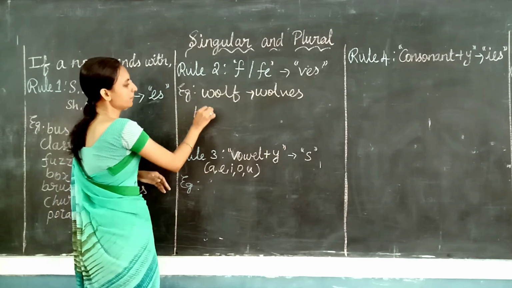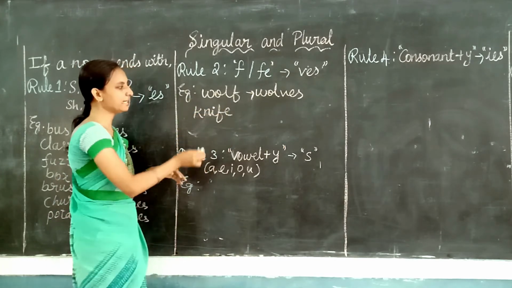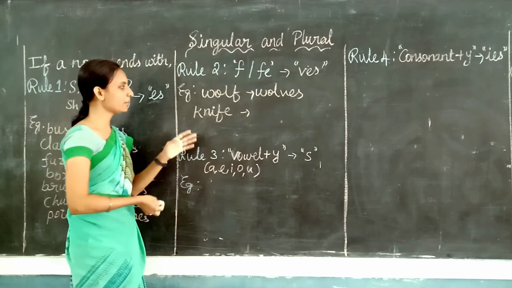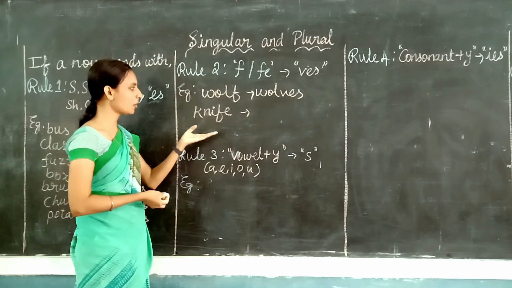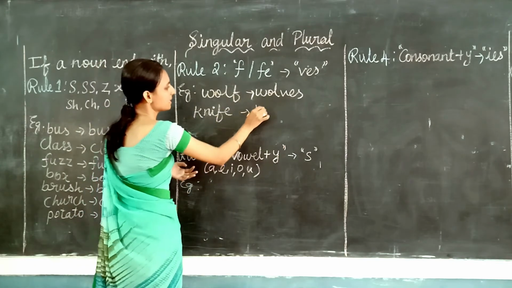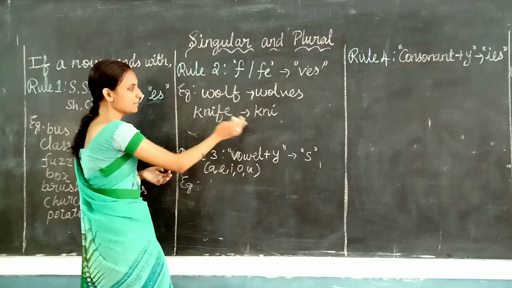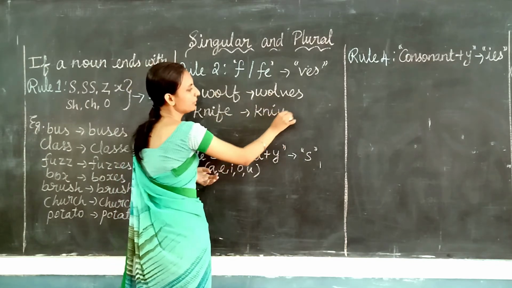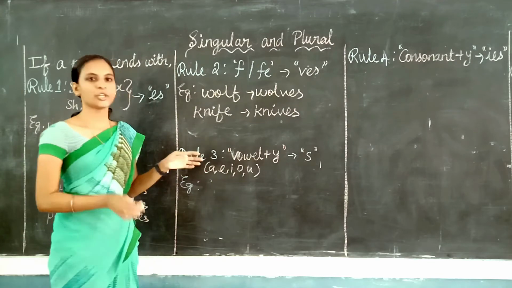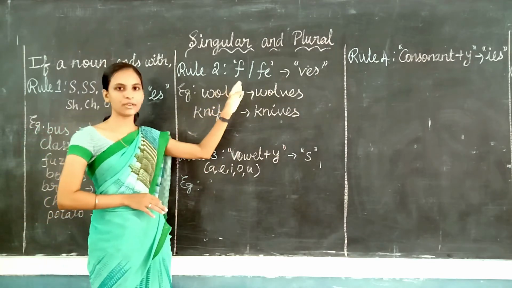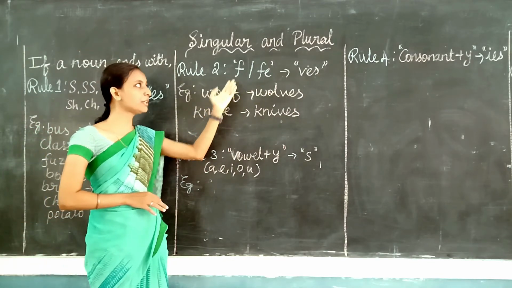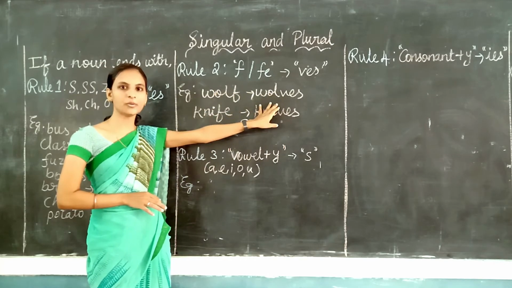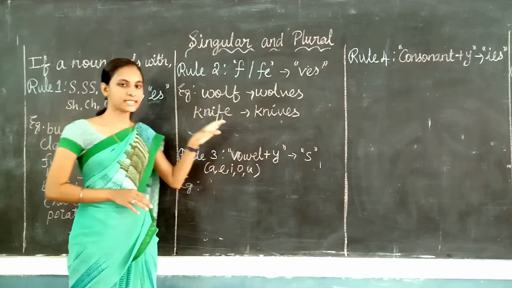Next example, knife. Here knife ends with fe. So when making it into plural, I am going to remove this fe from the noun and add ves. That is, k, n, i will remain the same, and instead of fe I am going to write ves. So remember that if a noun ends with f or fe, then you are going to remove f or fe from the noun and add ves after the noun. Understand? Okay, let's see next.